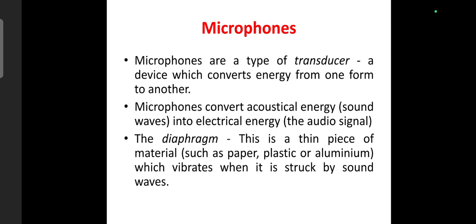A microphone is an input transducer. A transducer is a device that converts one form of energy to another. In case of a microphone, it converts sound energy into electrical energy. Whenever a person speaks, sound waves travel through the air and strike the diaphragm of the microphone. The diaphragm is a thin flexible material made of paper, plastic or aluminum. As the diaphragm vibrates, these vibrations are converted into electrical signals. These electrical signals are then applied to an amplifier and recorded or transmitted depending on the application.